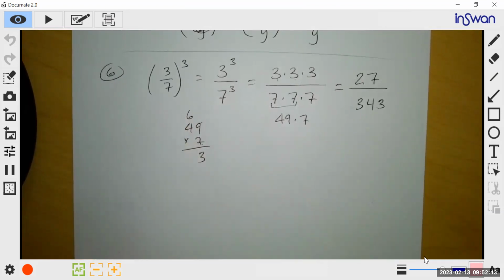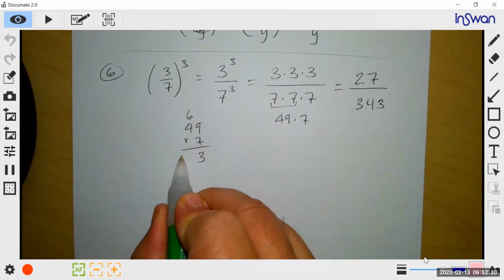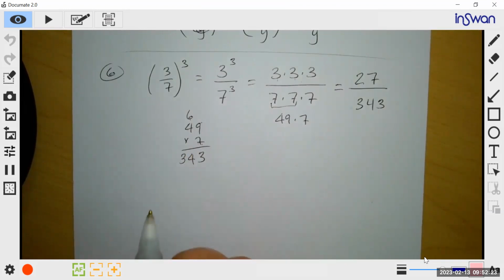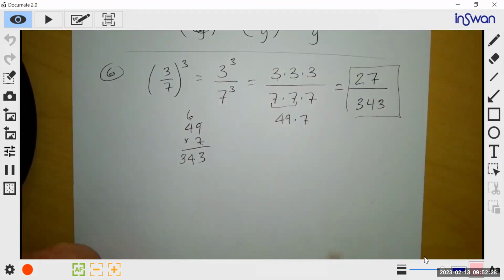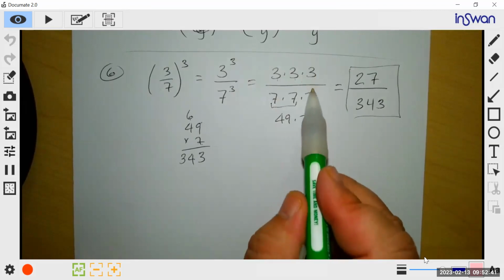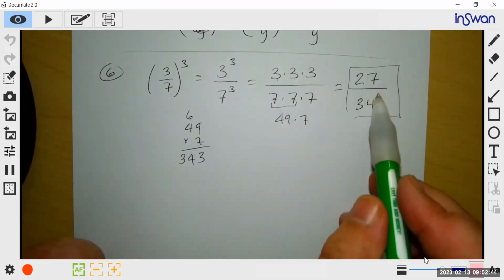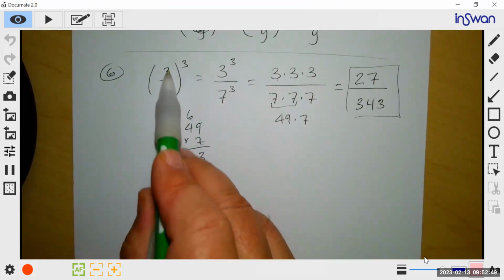7 times 4. 7 times 4 is 28. 28 plus 6. So the answer is, how do I know I can't simplify that any further? If I could have, I would have done it here. Or I would have done it here. You never multiply until everything that cancels is canceled. If I can cancel in here, I would do that first.